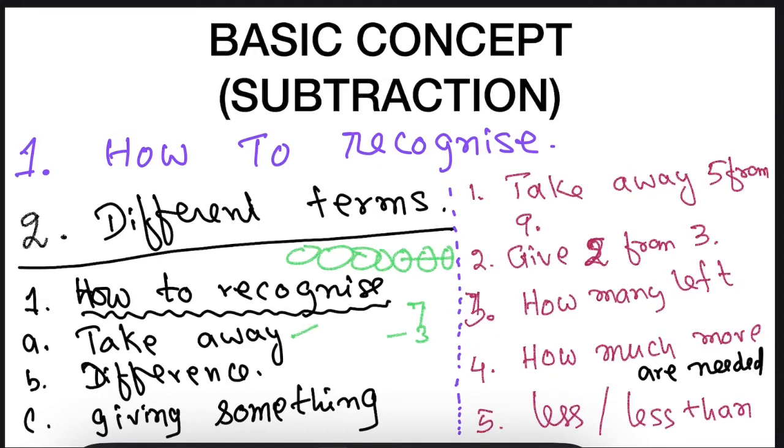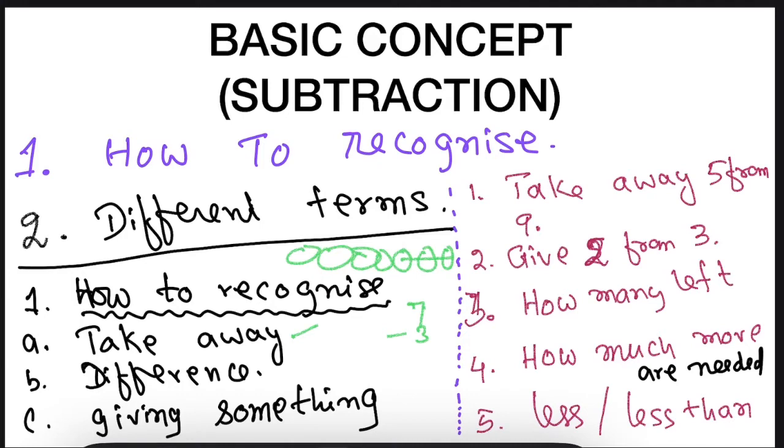Similarly, take away 5 from 9. Take away, I already told you, same thing. Then give 2 from 3. Out of 3 chocolates, if you give 2 chocolates to me, the remainder will be 1. How many are left with you? If you have 3 chocolates, you give 2 chocolates to somebody, and how many are left with you? That means you have to do subtraction.